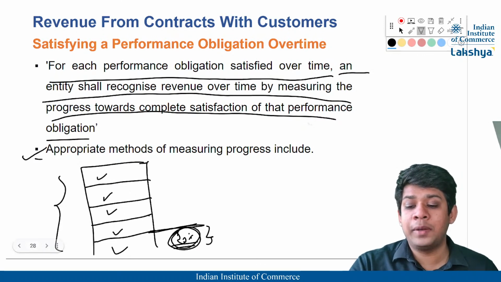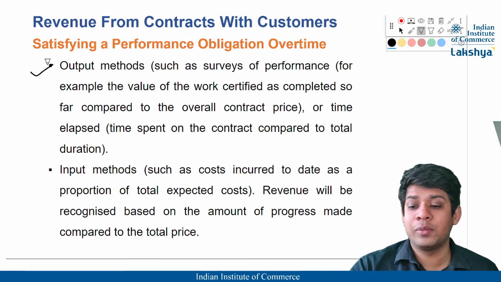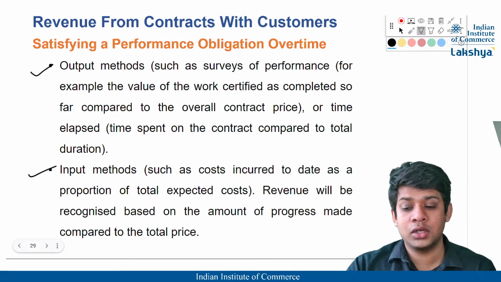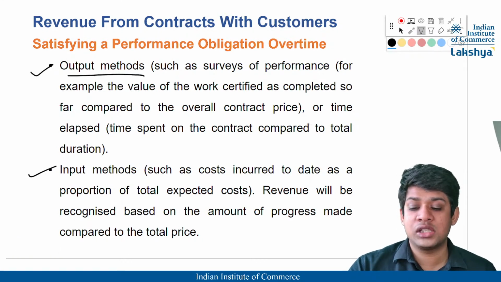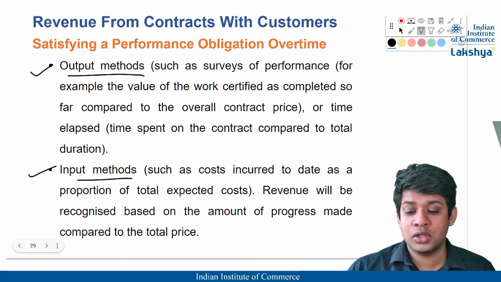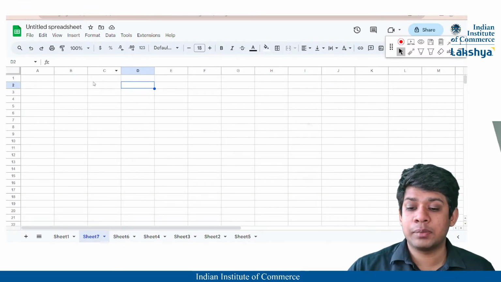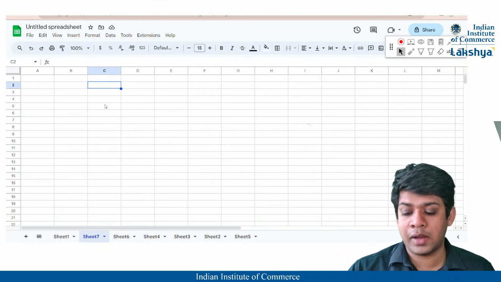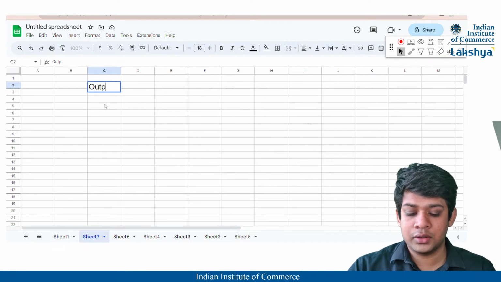Okay. So there are appropriate methods of measuring progress. As I told you, this is the progress, the completion of my project, right? So how do you determine that? For determining it, there are two methods, which are known as the output method or the input method. In the examination, guys, they will provide to you whether you're supposed to use the output method or the input method, or they will provide necessary information through which you can calculate whether you're supposed to use the output method or the input method. So let us firstly understand what the formula is and what the output method is.